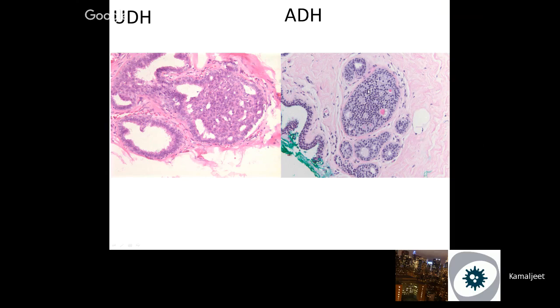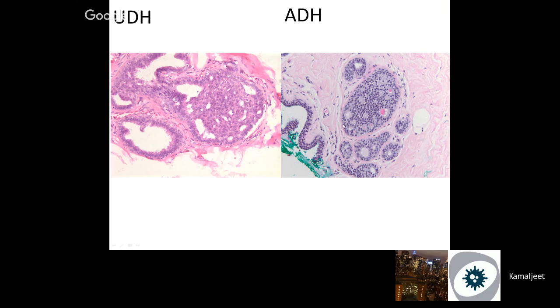The picture on the left is ADH, and what defines ADH is the architecture and the cytological features. By architecture, I mean the epithelial proliferation makes round, very well punched out spaces. In UDH, the spaces are of variable size and shape, and usually the larger spaces are on the periphery, and in the center you see smaller or slit-like spaces. That's the architecture, and the cytological features are just as important.